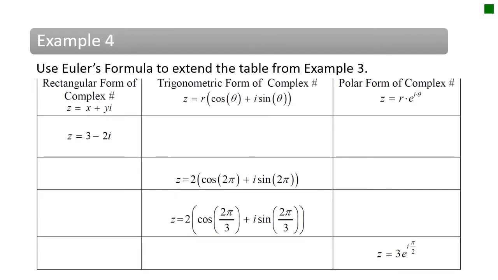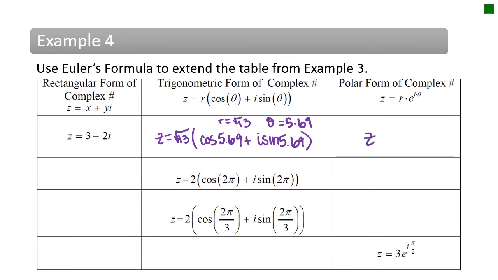All right, so if I had to use Euler's formula to extend the table that we got in example 3, the first thing that we found in example 3, flip my page over so I have these notes. Okay, so we found that this one had a trig form of the square root of 13 times the cosine of 5.69 plus i times the sine of 5.69. All right, so we know that our r we found was the square root of 13, and my theta is 5.69. So if I had to now write this in polar form, it's r e to the i theta.